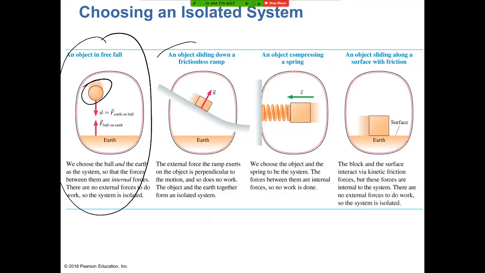And an object sliding down a frictionless ramp. Well, if it's frictionless, right? So that means I can look at the external force the ramp exerts on the object, which is perpendicular to motion, so it does not do work. The object and earth together form an isolated system, okay? That means, again, the only thing making it move is the gravitational force, okay? And it basically allows the object to go from the top of the incline to the bottom of the incline.